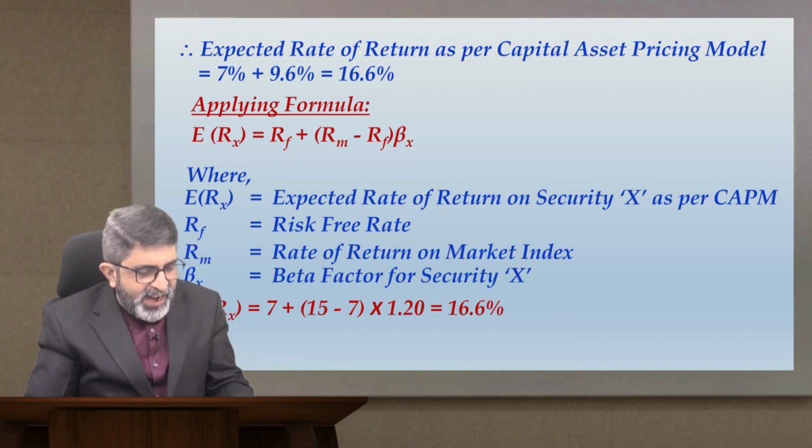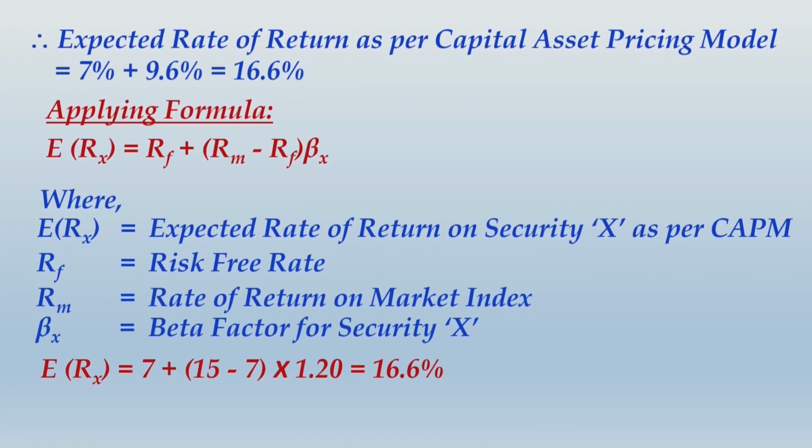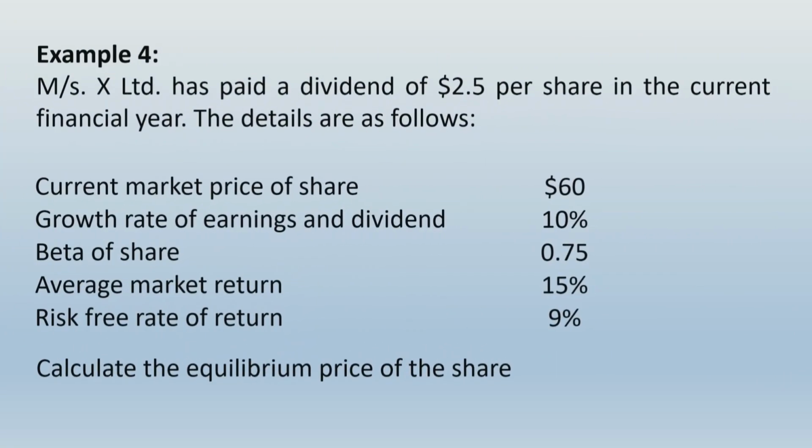So let us understand the application of CAPM over equilibrium pricing through the next example, that is example number 4. Let us read this example. Messrs X Limited has paid dividend of $2.5 per share in the current financial year. The details are as follows.